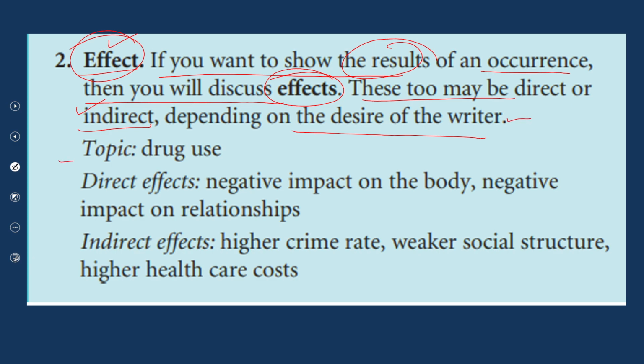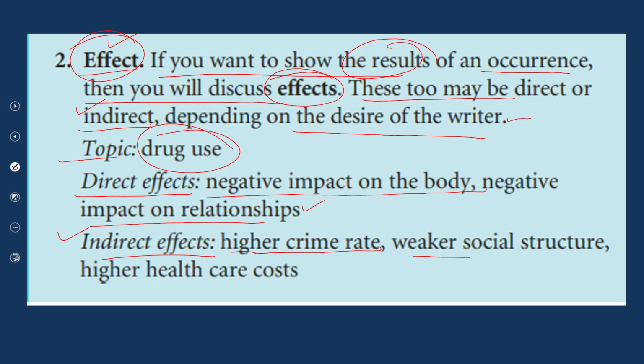Now, let's say we have a topic called drug use. What will be the direct effect of drug use? You will have negative results on the body, negative impact on relationships. This is the direct effect. Indirect effect would be higher crime rate. People will be looking for drugs, they will do crimes, weaker social structure, higher healthcare costs. These are also effects, but they will be considered secondary and indirect. However, they are equally important, but they are called indirect effects.